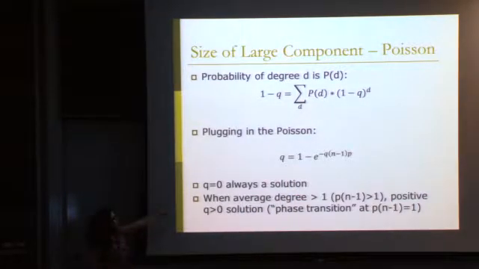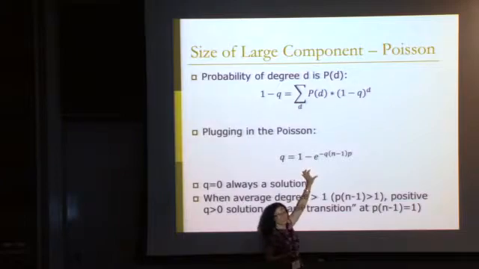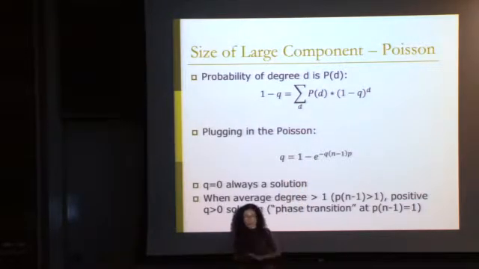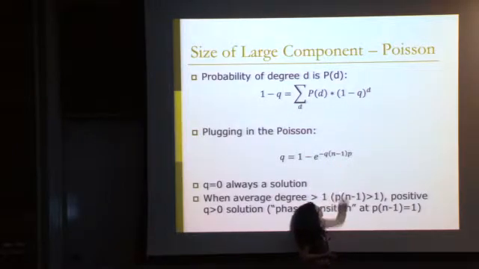But when the average degree is greater than 1, which is the assumption that I started out with, there's a positive solution as well to this formula, as it turns out. The way to see this is by looking at the intermediate value theorem. You can plug in q equals 0 and q equals 1 and see that the inequalities reverse when this thing equals 1.